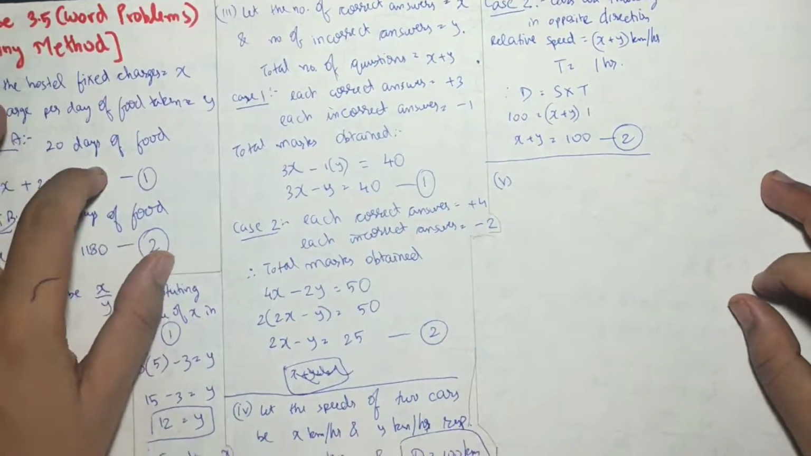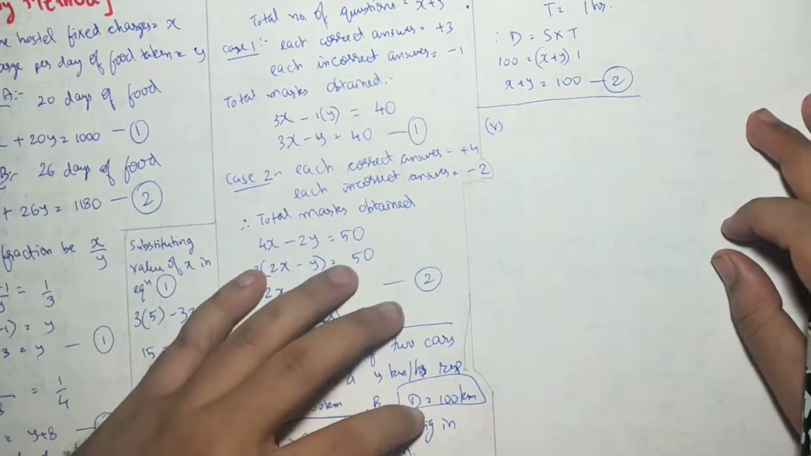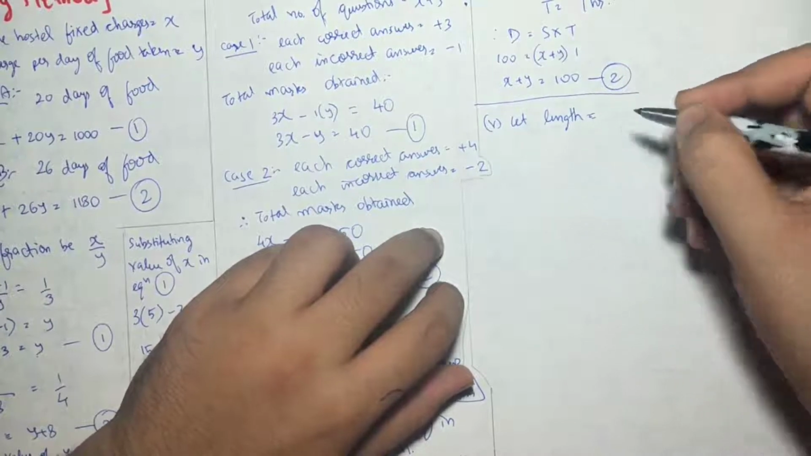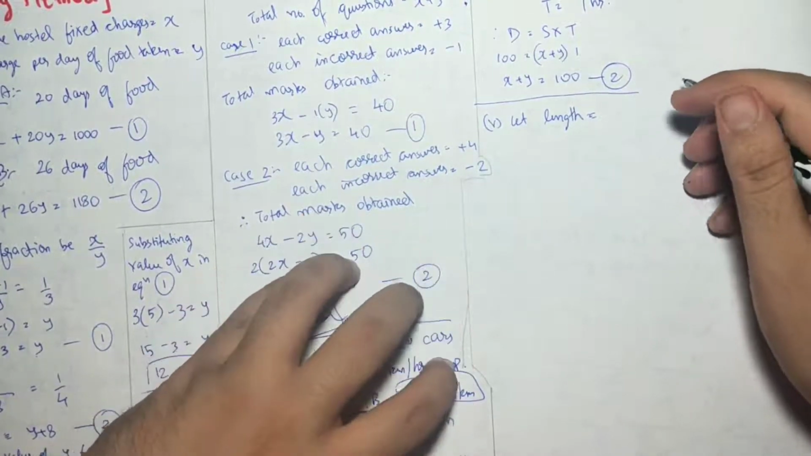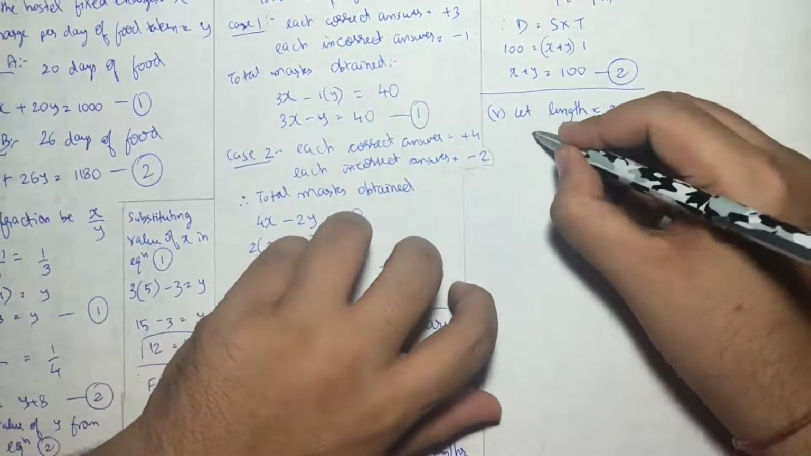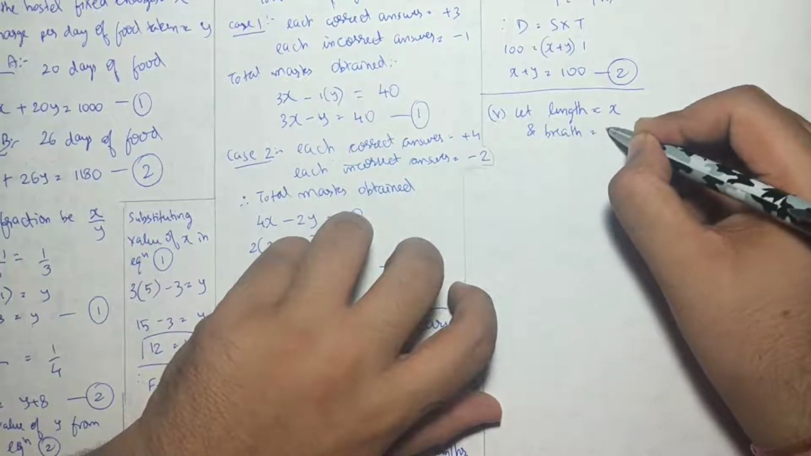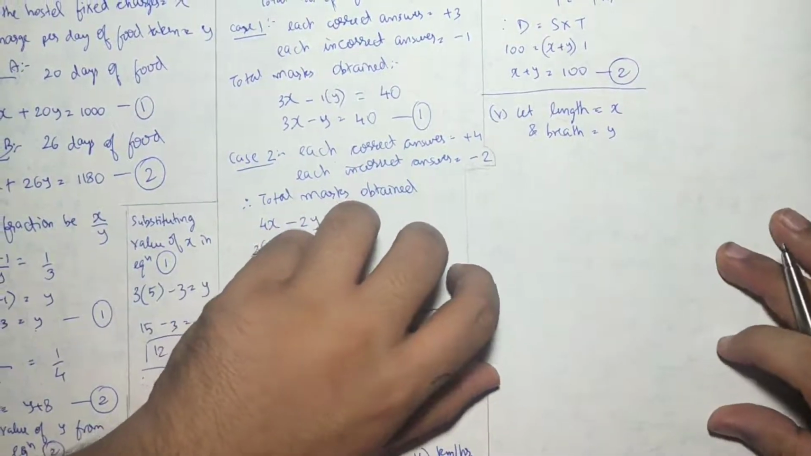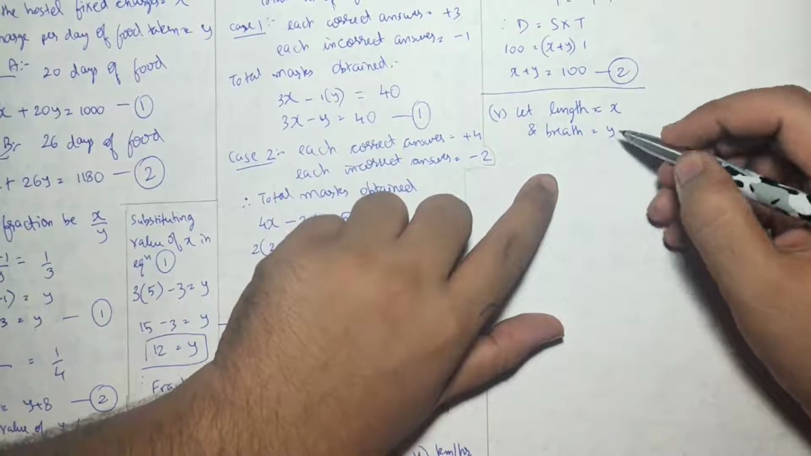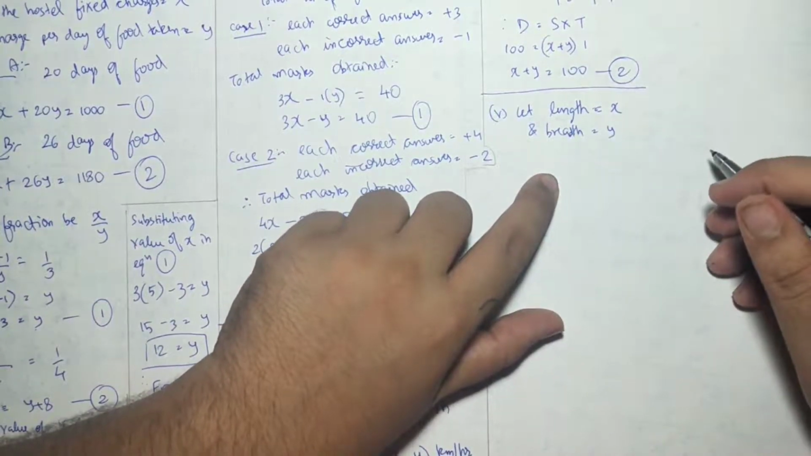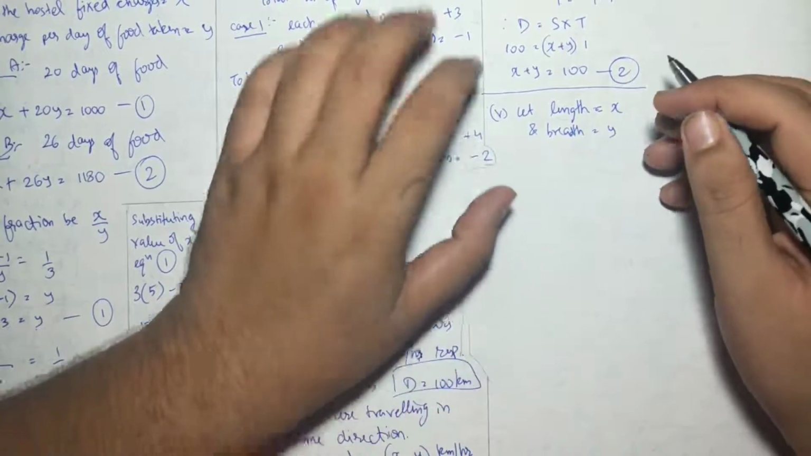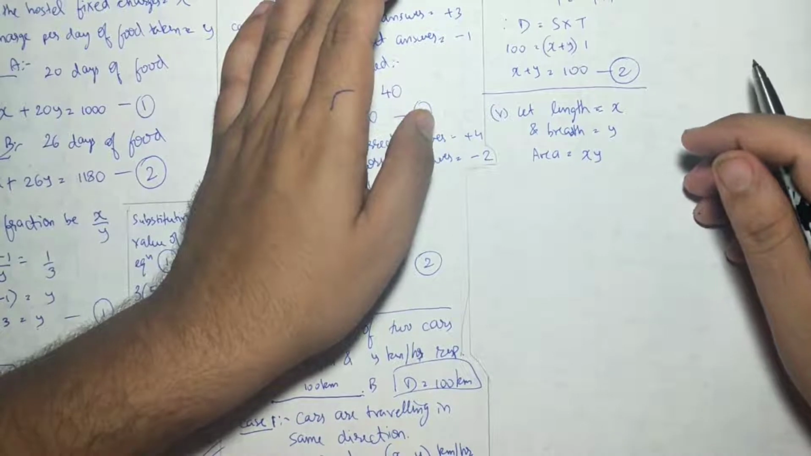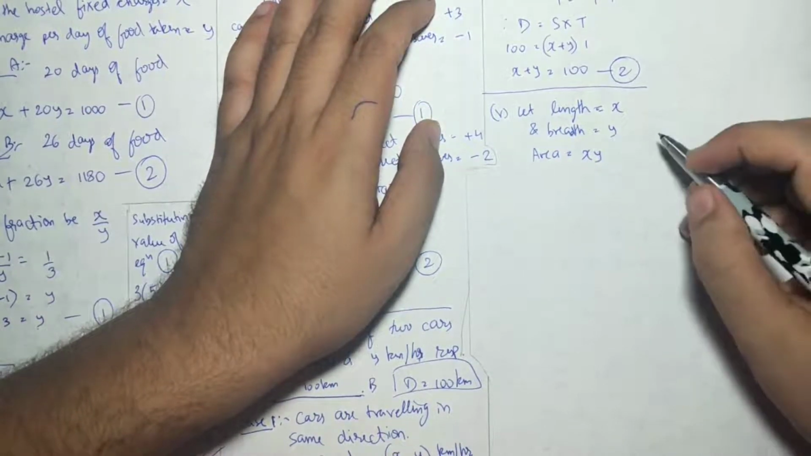So the dimensions of rectangle are always L into B. I'm not taking L and B because we are familiar with X and Y. So length will be X and breadth be Y. We have to find X and Y. We have to find dimensions. That means we have to find X and Y. If X and Y are length and breadth, what would be my area? Area would be X into Y, length into breadth.